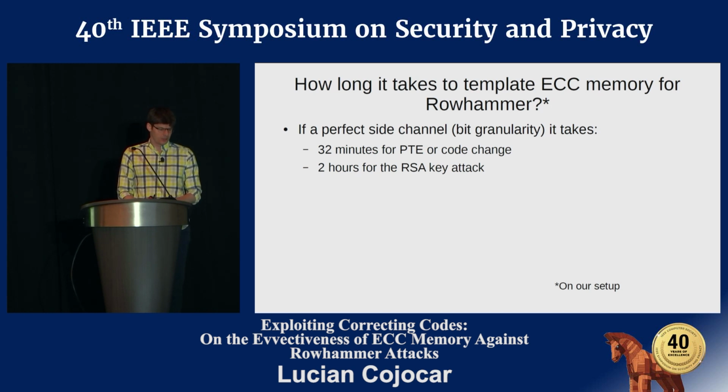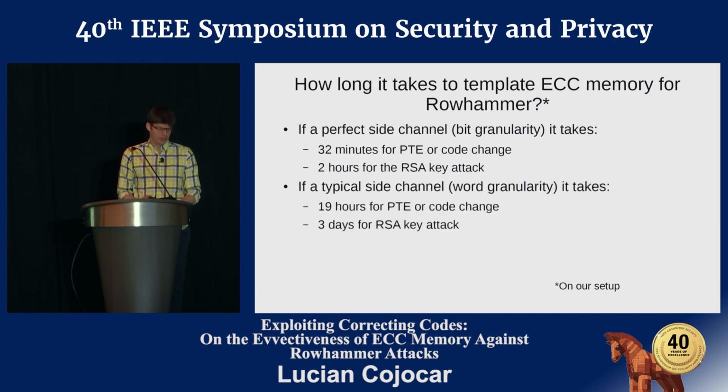Whereas the canonical exploits, where you can just directly observe the bitflip, run almost instantly. But typically, you can only guess which word actually contains a bitflip inside the row. So this one can take like 19 hours or even 3 days on real systems. So this was our setup that had some bitflips. So it's also dependent on the memory.